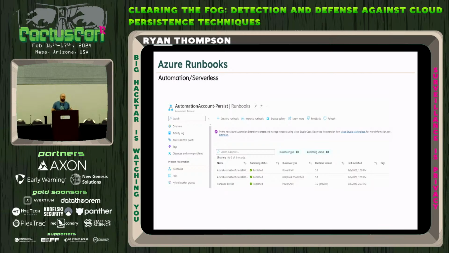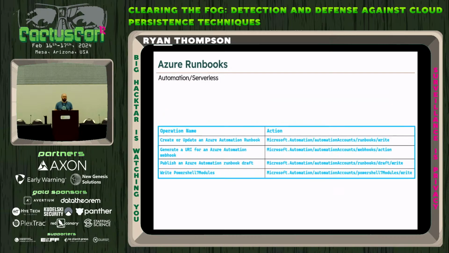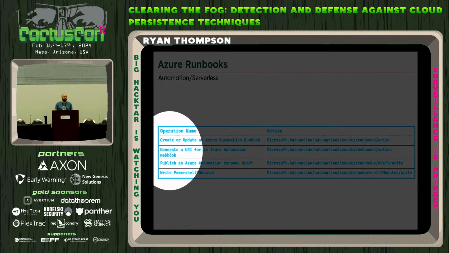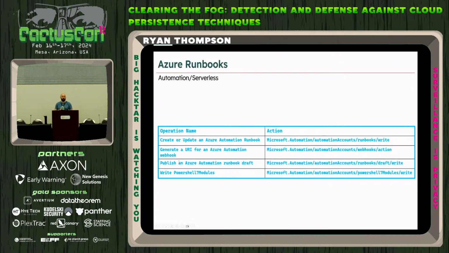Azure has something similar called runbooks. You can build a very similar persistence mechanism there, and you do create a URL for that as well. And so you can see we're generating a URI for this Azure automation webhook. We're creating a runbook. It's a lot of the same things, just different language for Azure. And so it works very, very similar.